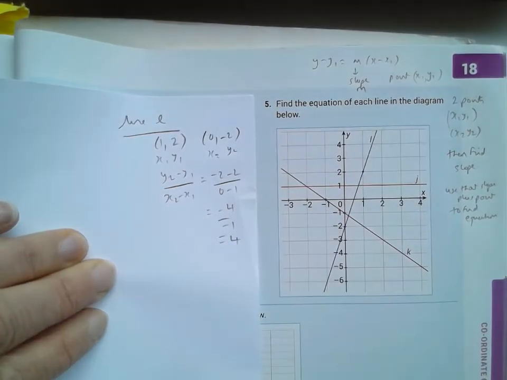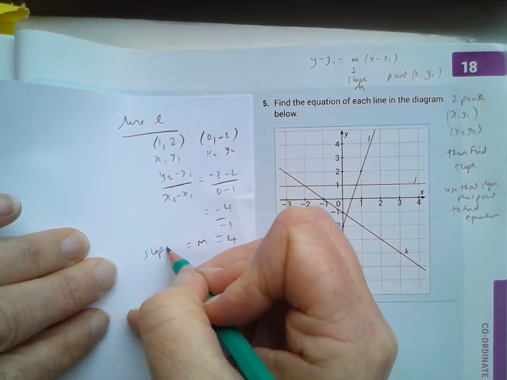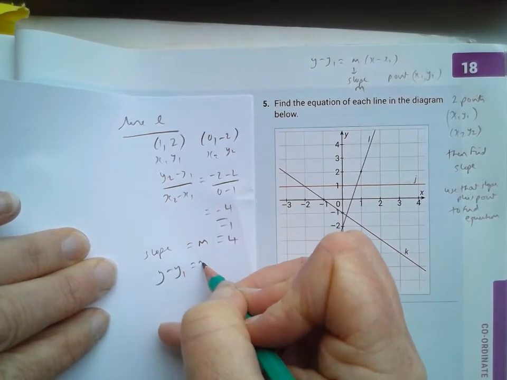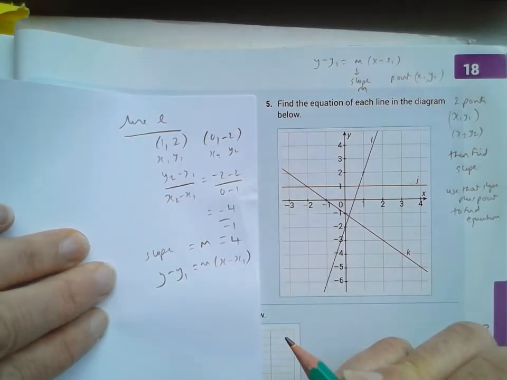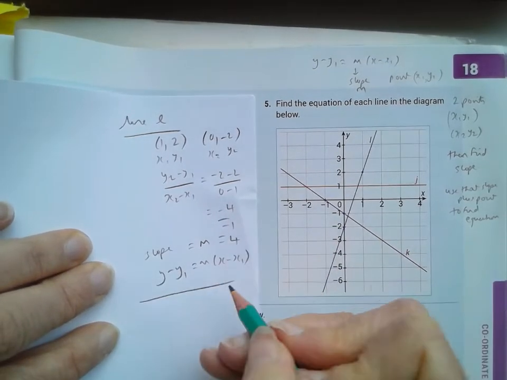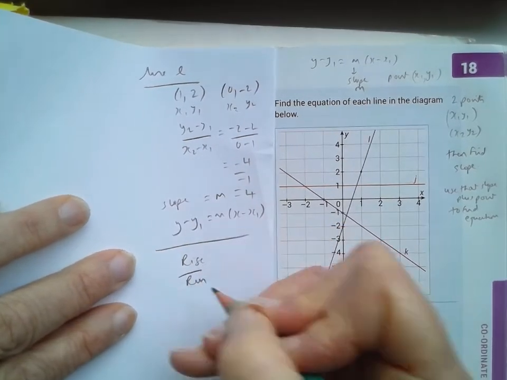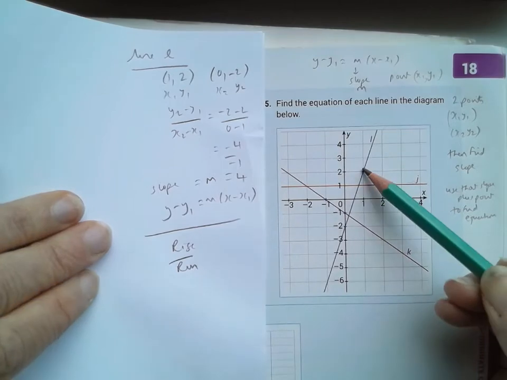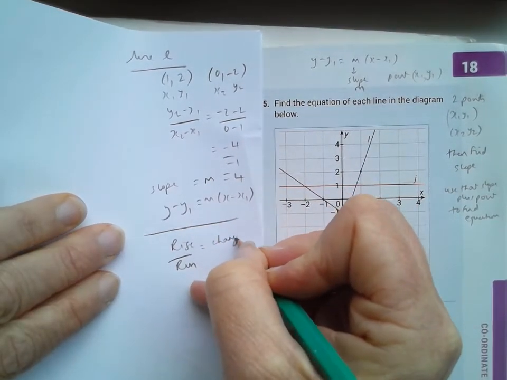That gives us the slope, which is m, and now we can do y minus y1 is equal to m by x minus x1, and so on. Or, if you wanted to, what you could do is you could do rise over run, and we could look and see, because we've got a diagram, what's the rise, what's the change in the y compared to the change in the x.